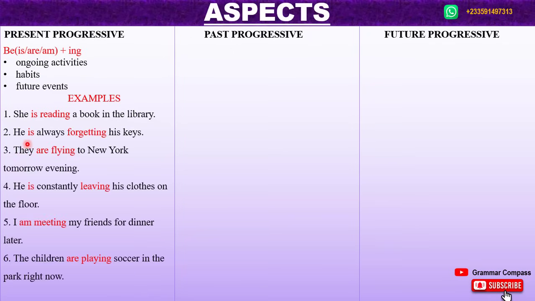Let us look at these sentences as well. He is always forgetting his keys. What makes it present progressive? We have he is forgetting his keys. Is forgetting. Present continuous or present progressive. Always is an adverb of frequency. It can even appear at the end of the sentence. He is forgetting his keys always.